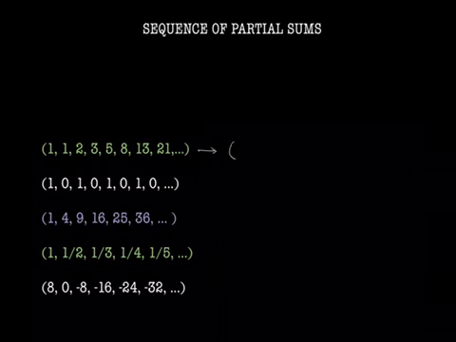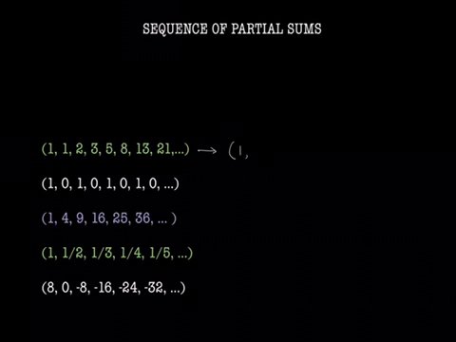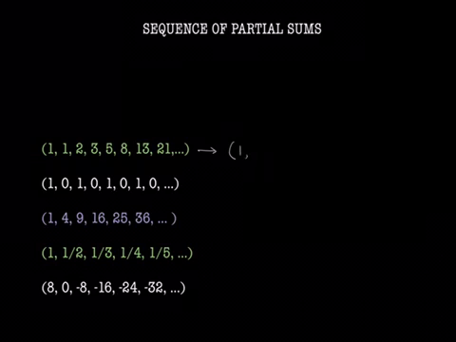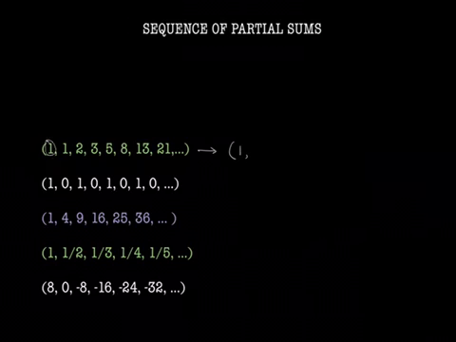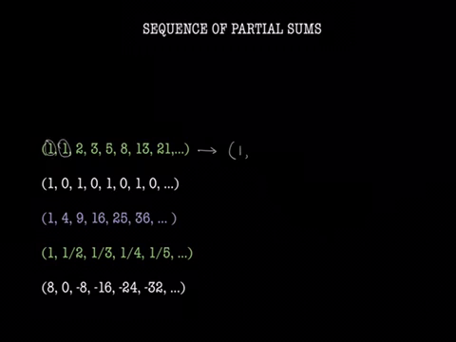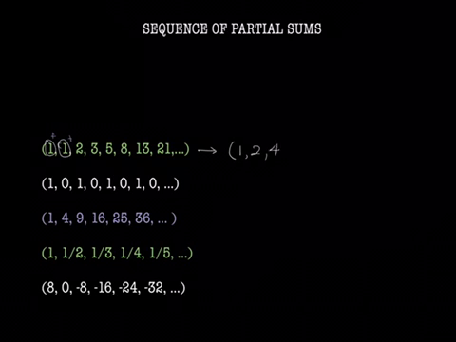So if we want to build the sequence of partial sums here, well, 1 just stays. Now the next one we're going to do, the second term of the sequence of partial sums, is the first term of the original sequence, 1, added to the second term of the original sequence, 1. So it gives me 2. Then the next one, it's still the running total, right? So we want to add 1 plus 1 plus 2, and that gives me 4.